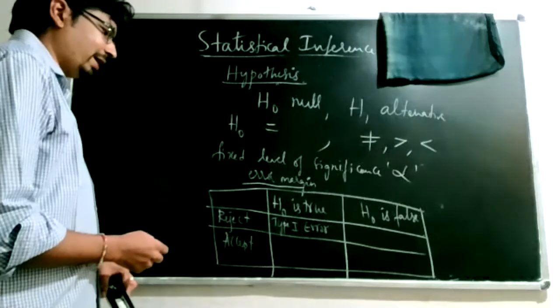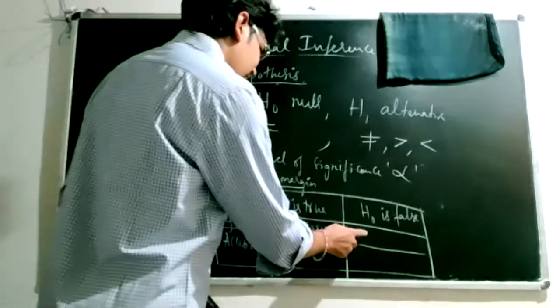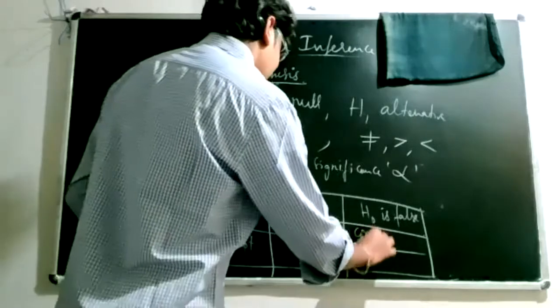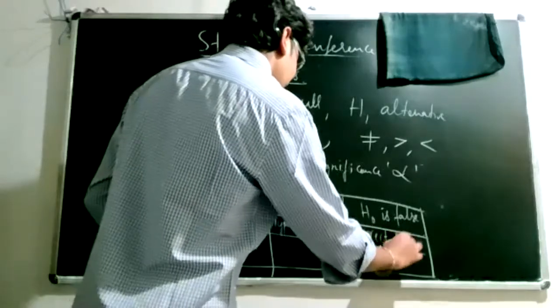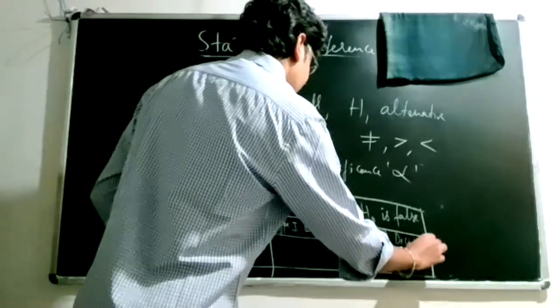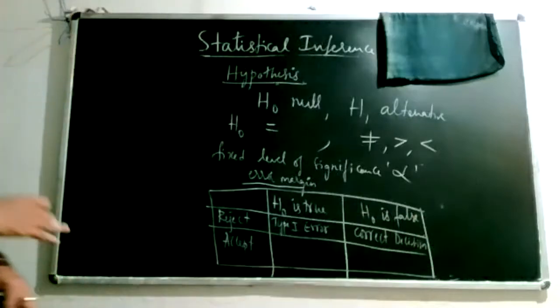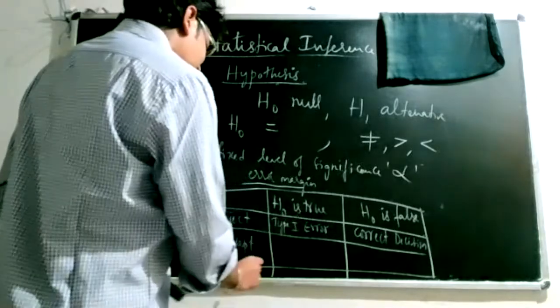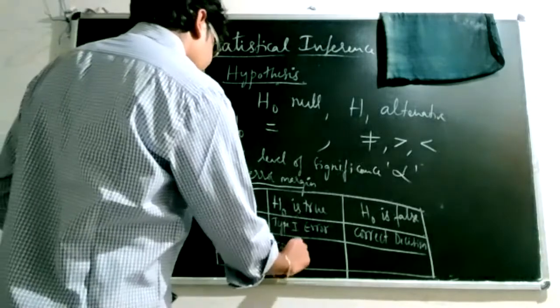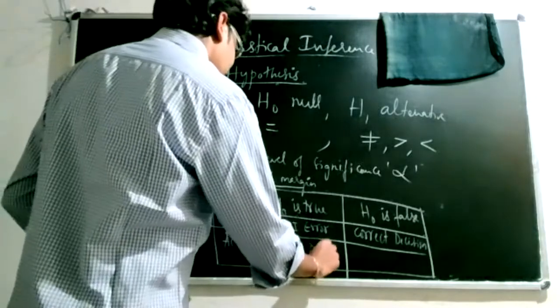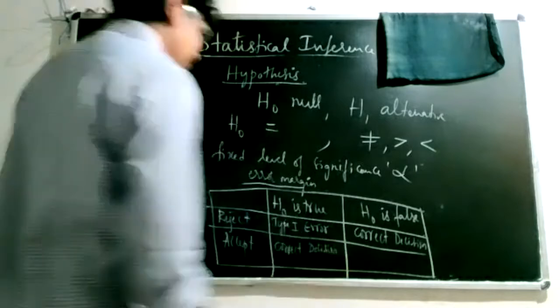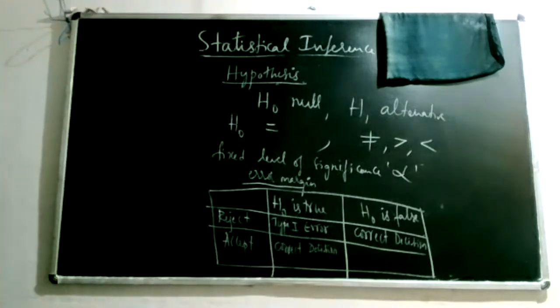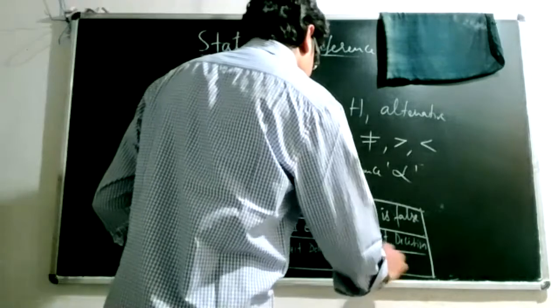On the other hand, you will reject the null hypothesis when your H0 is actually false. Your data is also giving you that evidence, so you will take a correct decision there. If H0 is true, you will accept. So the data is supporting you, and you are making the correct decision. On the other hand, your H0 is false, but you are accepting it. That is called type 2 error.